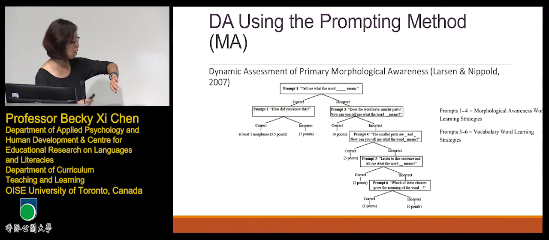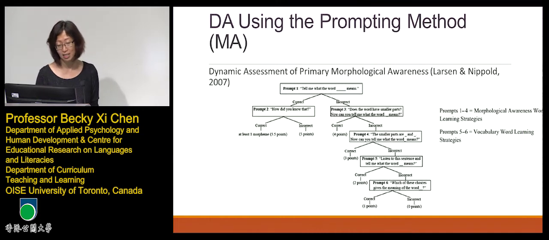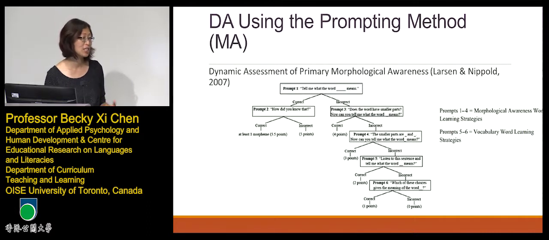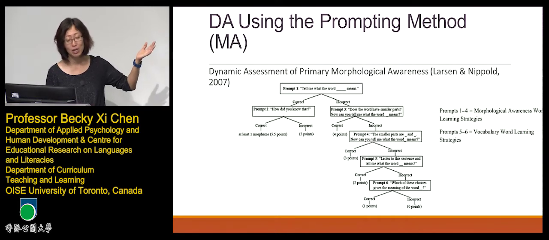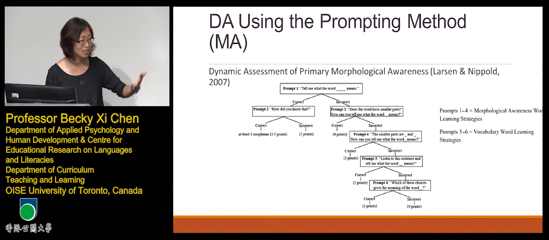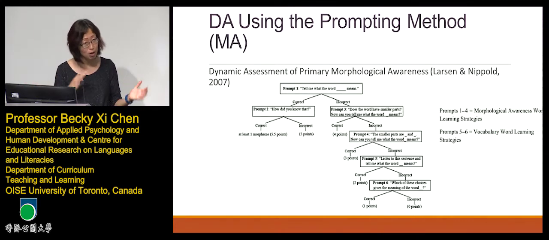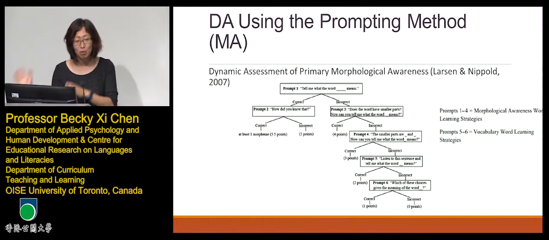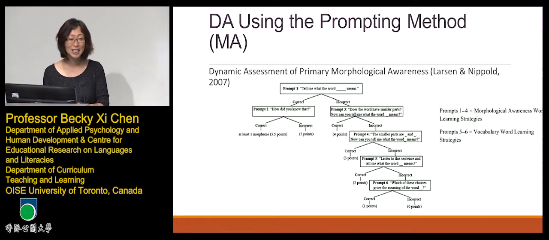I'm going to show you another example. This is a different construct called morphological awareness. We're talking about language and literacy today. So both phonological awareness and morphological awareness are important for reading development. So morphological awareness is the ability to recognize that words actually have smaller units of meaning. So phonological awareness is the ability to recognize that a word has smaller units of sound. And morphological awareness is the ability to recognize that a word may have smaller units of meaning.